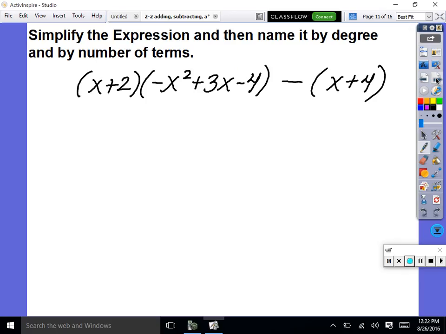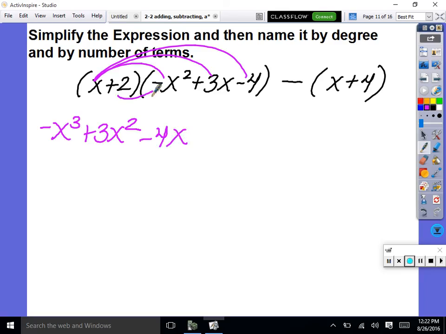Looking at this, it says simplify. Wouldn't we multiply before we subtract and add things? So we would double distribute here. We'll distribute x through. So we would get negative x cubed, right? And then plus 3x squared minus 4x. We would distribute that positive 2 through. So we have, I'm going to just put it under here, why not? Minus 2x squared, right? Plus 6x minus 8.